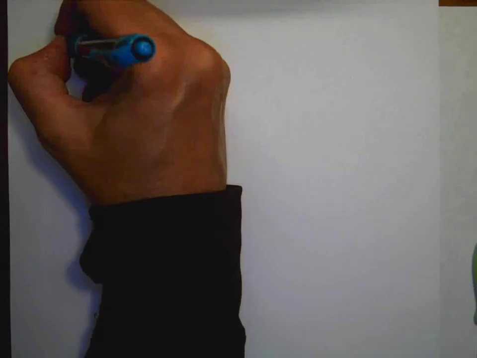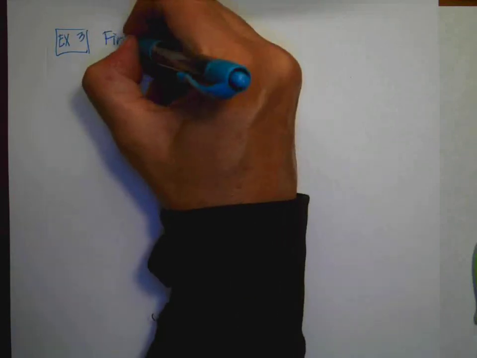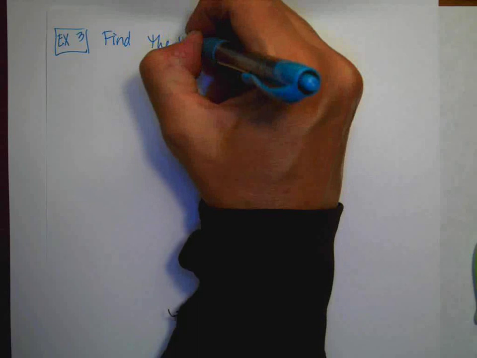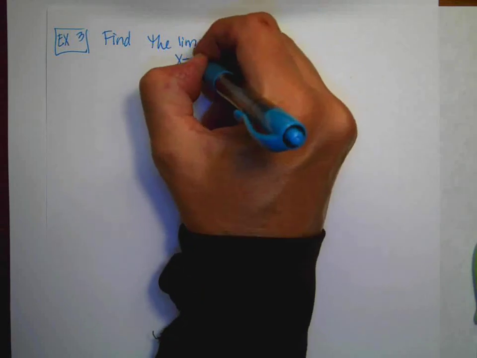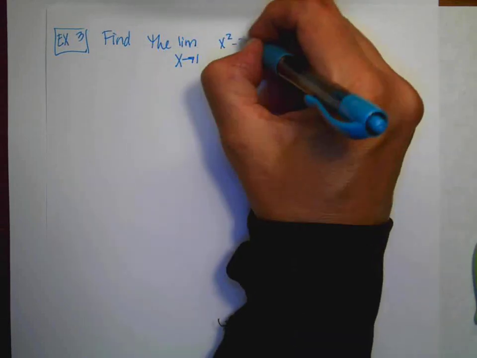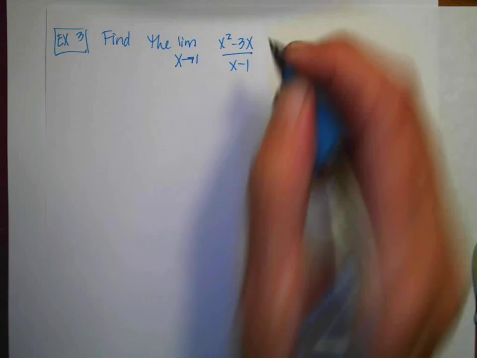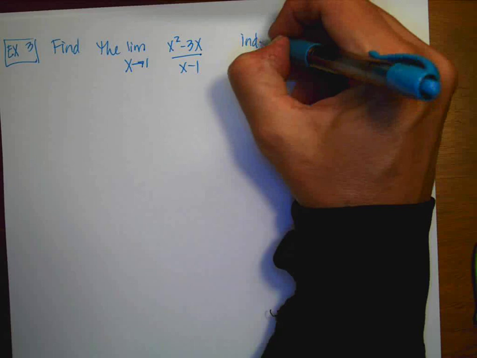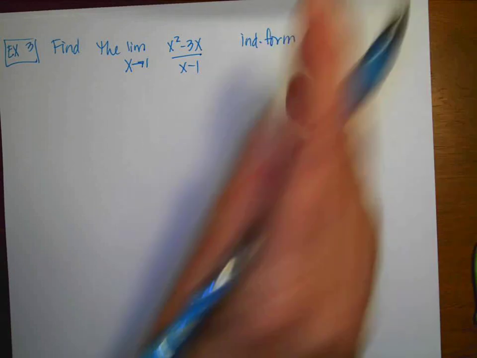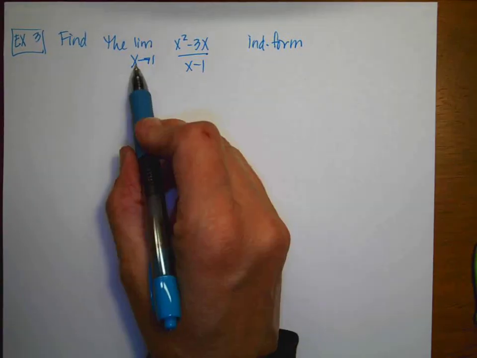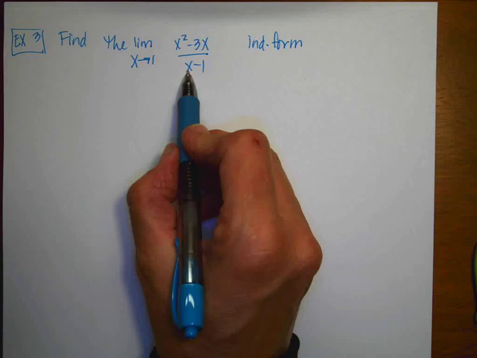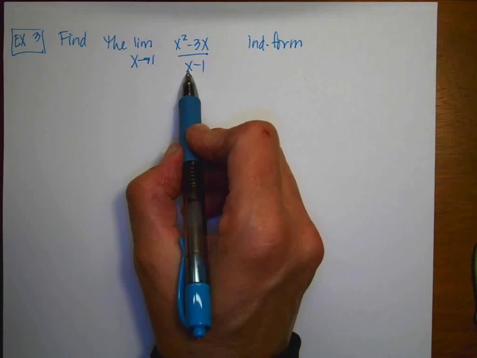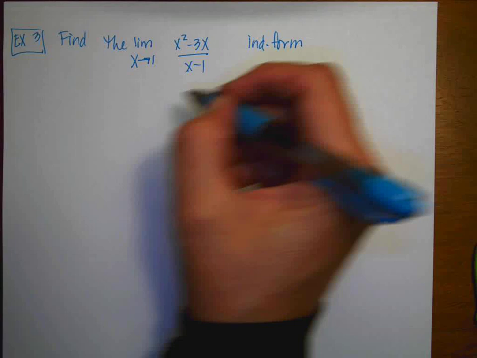Example number 3. I want to find the limit as x approaches 1 of (x squared minus 3x) over (x minus 1). So I do notice that I have the indeterminate form, so it means I need to do some math, right? Because if I tried to take the limit directly, I would get a 0 in the denominator, so the world would explode.